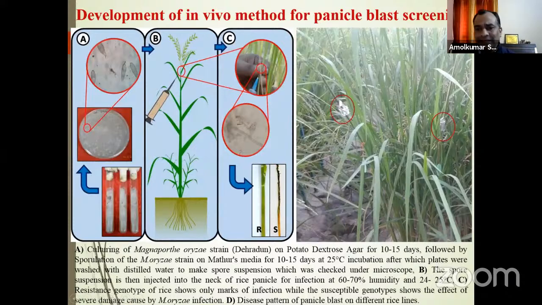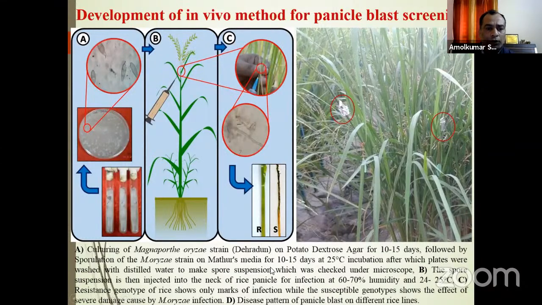But we were facing a problem while working on panicle blast, because in Delhi condition we don't get panicle blast actually, because panicle blast needs high humidity and low temperature. So this particular season we don't get it in Delhi. So that's why we decided to develop a proper method so that we can get panicle blast in Delhi condition.